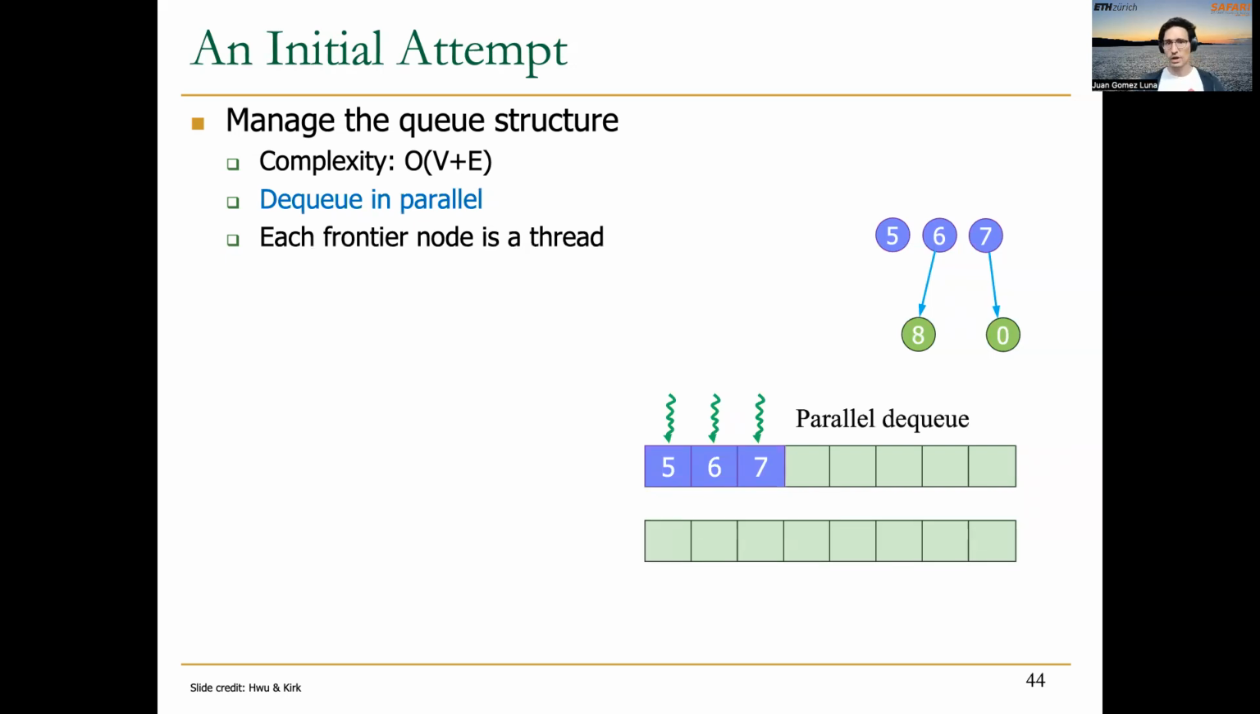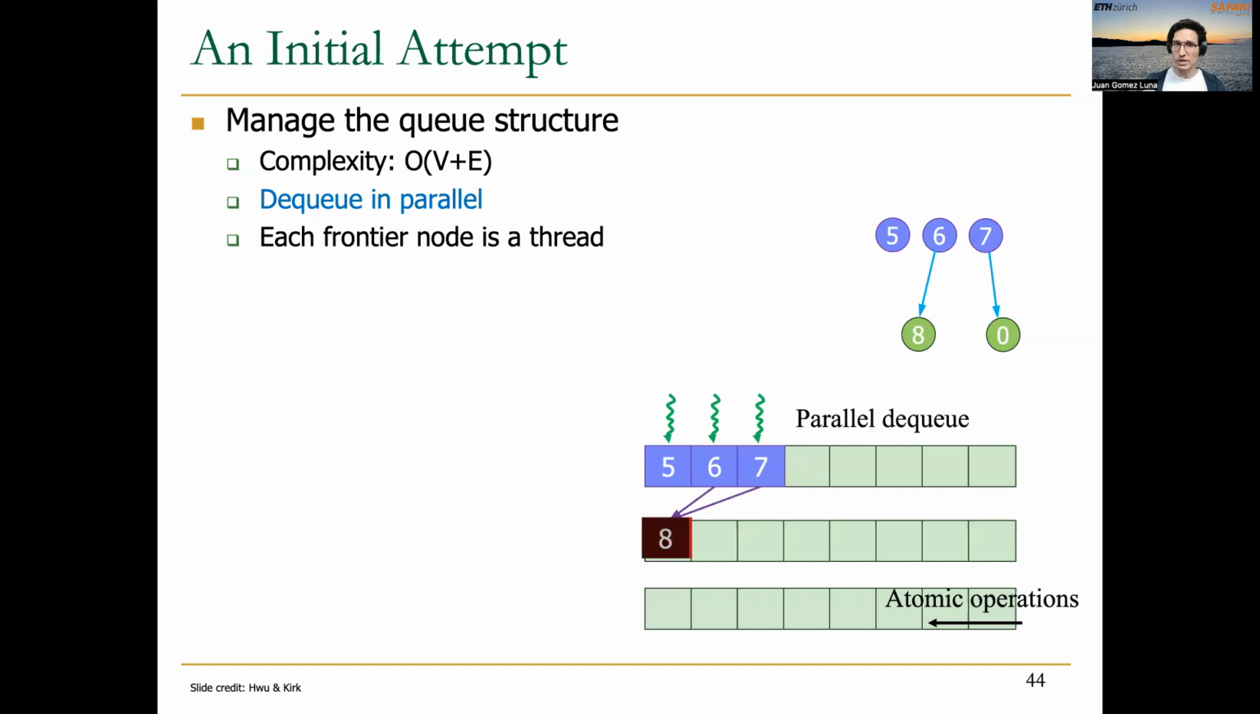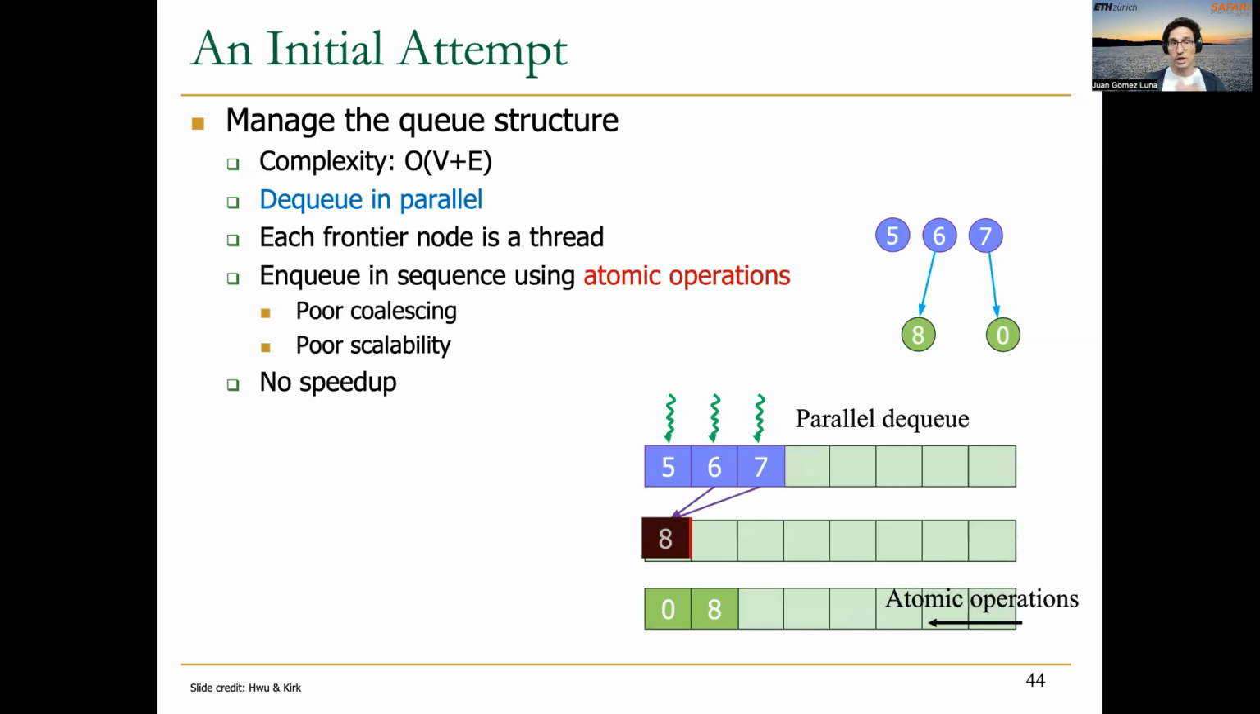Observe that node 5 doesn't have any neighbors, node 6 has 1 neighbor, which is node 8, and node 7 has 1 neighbor, which is node 0. So these 2 need to enqueue the neighbors in the output queue. But in order to avoid a conflict, or a data race, we will have to use an atomic operation to update one global counter. This will give us an index where both threads need to write the corresponding element. If they do that, the enqueuing process will be correct, but because we are using atomic operations, we have serialization, and this really hurts the performance.